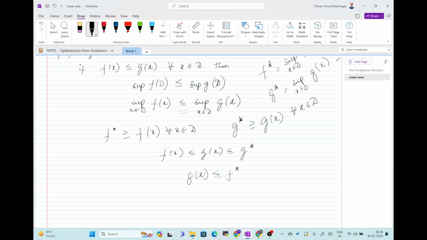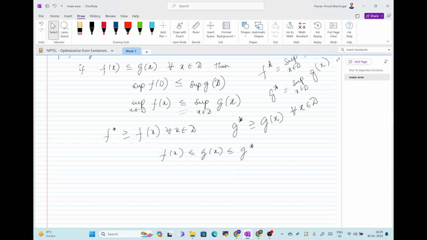So g of x is always greater than or equal to f of x, right? So, no, sorry, some mistake. Let me think of it. This won't be true always, no? Yeah, it can't be true.